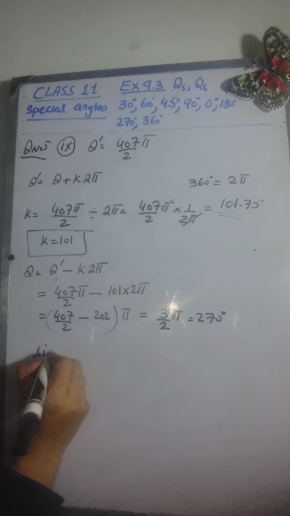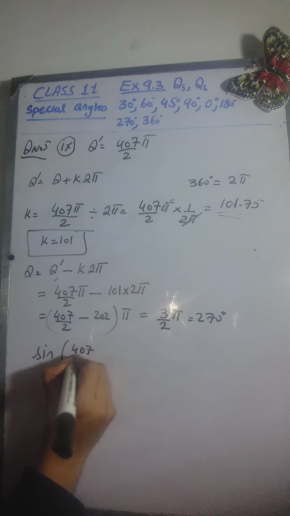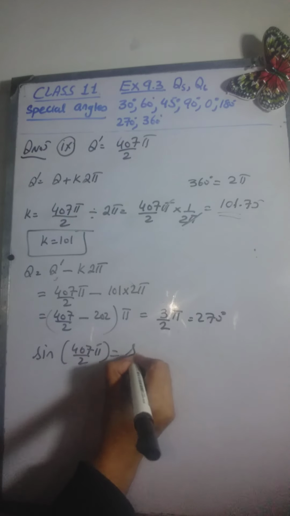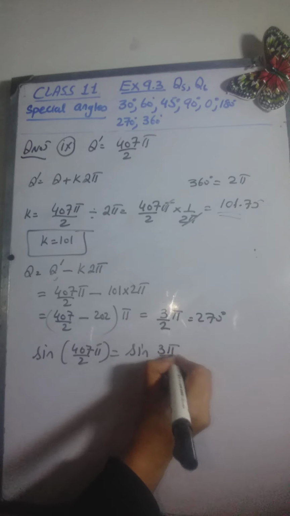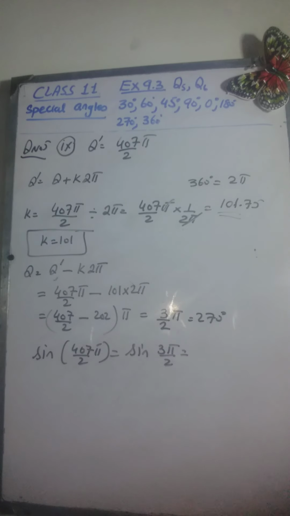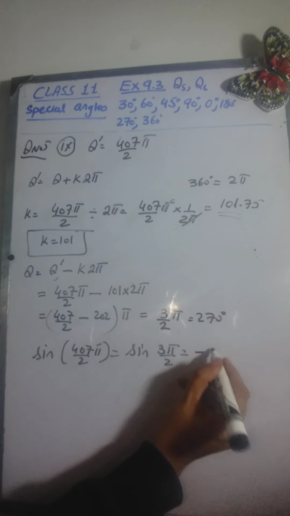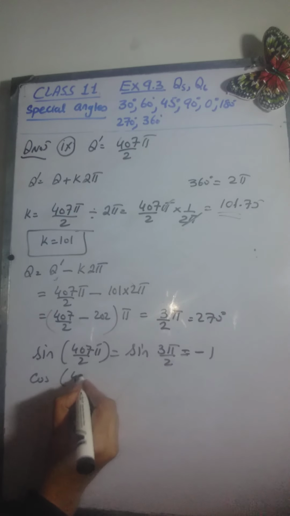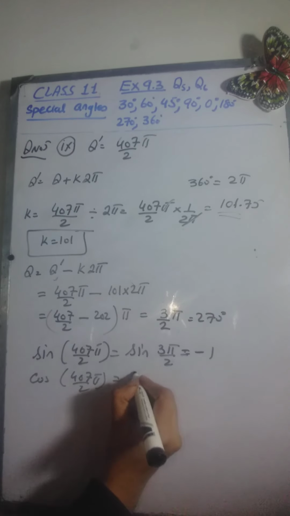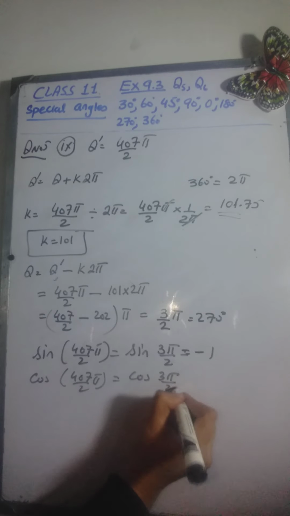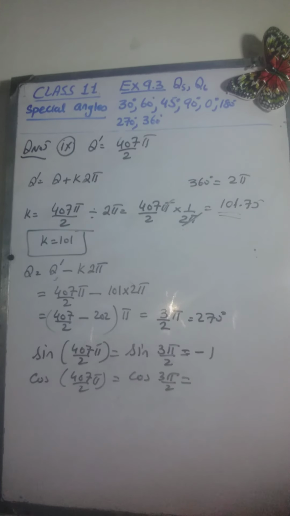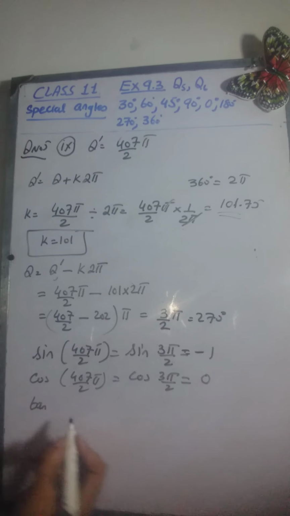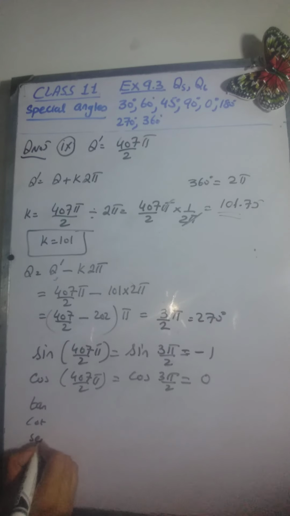Sine of 407 by 2 pi is equal to sine of 3 pi by 2, which is equal to minus 1, because sine of 270 degrees is equal to minus 1. Its cos of 407 by 2 pi will be equal to cos of 3 pi by 2, which is equal to 0. And with the help of these two we can find the tangent, cotangent, secant and cosecant.